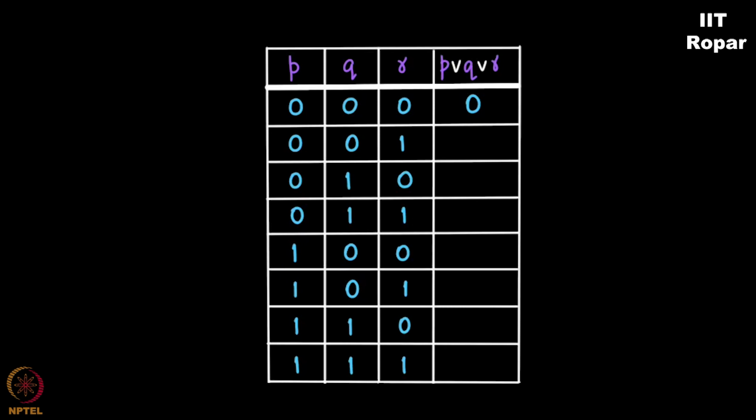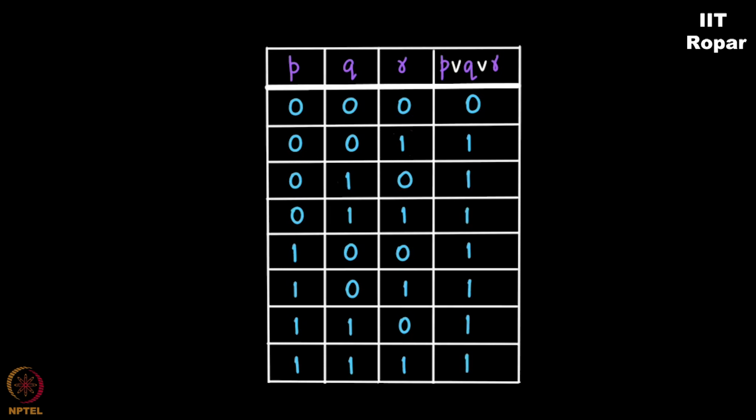Remember how the OR table looked like in 2 variables? In 3 variables, it's going to be very similar. If you spot a 1 anywhere, you must call that as true. So, I see a 1 here in the second line, 0, 0, 1. So, it's a 1. I see a 1 here. So, it's a 1. Everything else is a 1 for the obvious reason that you will spot a 1 somewhere.